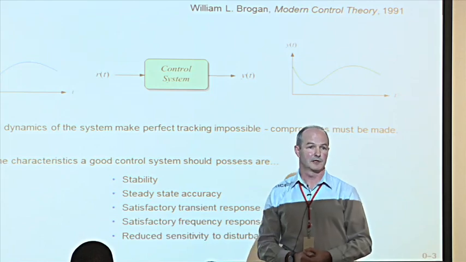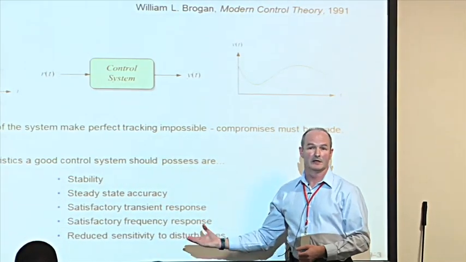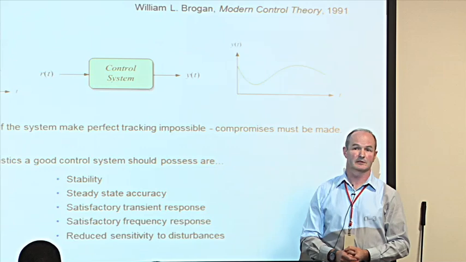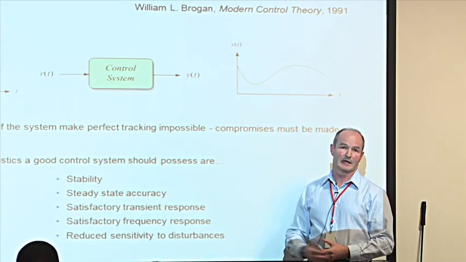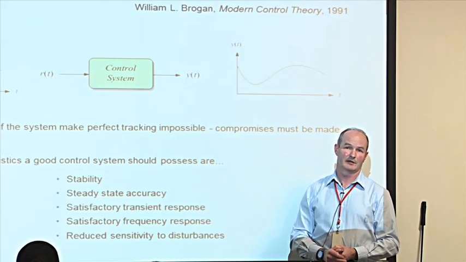This area of modeling uncertainty and of making the control system tolerant to it is called robust control. And I'm going to say a few words about that a little bit later on, but it's an important area of control theory.